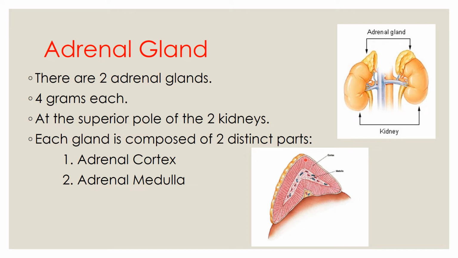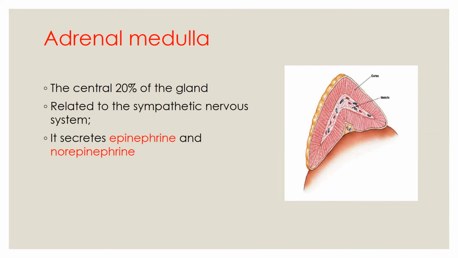The adrenal is composed of two parts: the adrenal cortex, the outer part, and the inner part, the adrenal medulla. The adrenal medulla is around 20% of the whole adrenal gland, and it is related to the sympathetic nervous system and secretes mainly epinephrine and norepinephrine, so mainly the function is similar to the sympathetic nervous system.